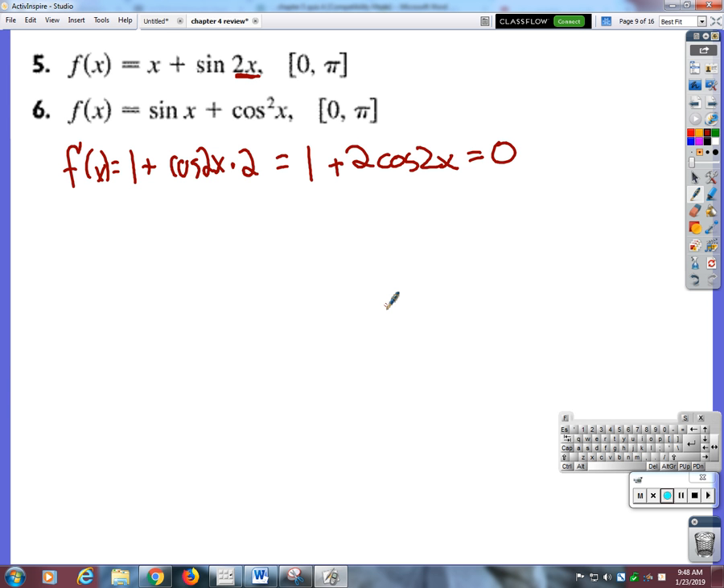No, the derivative of sine is cosine. Leave the 2x alone. And then the derivative of 2x is 2. So it's cosine 2x times 2. Well, the derivative of x is just 1, so it's not going to mess with that.